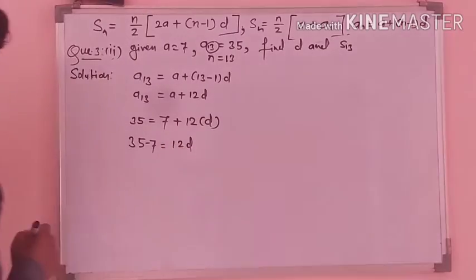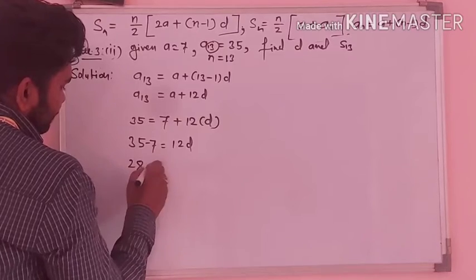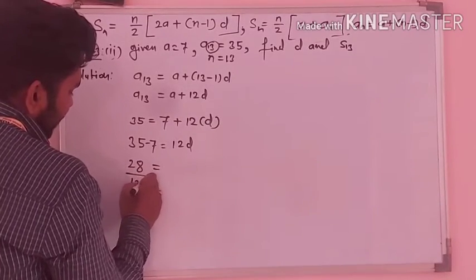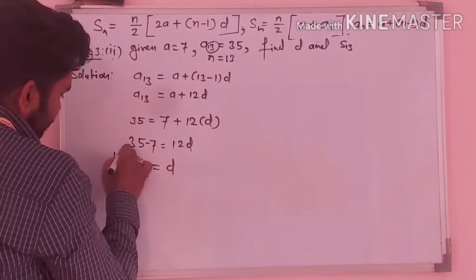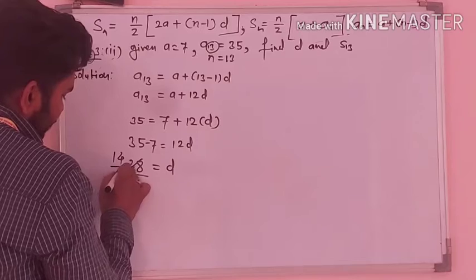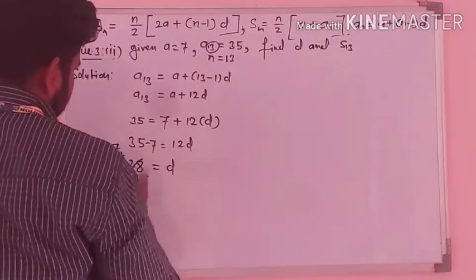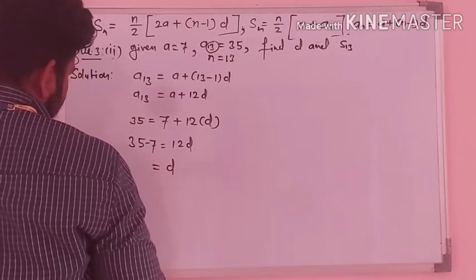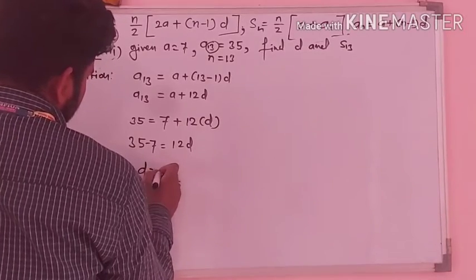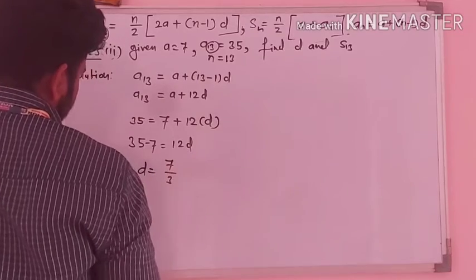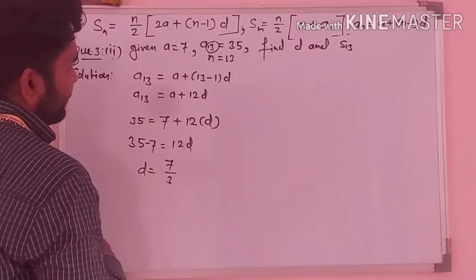Okay, so here we got 28, is equal to divided by 12, that means d is equal to 7/3. Okay students, d is equal to 7/3.